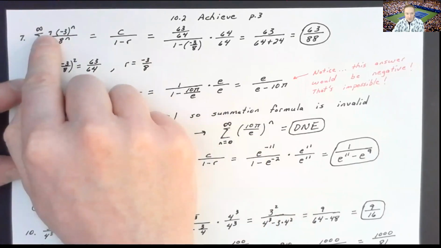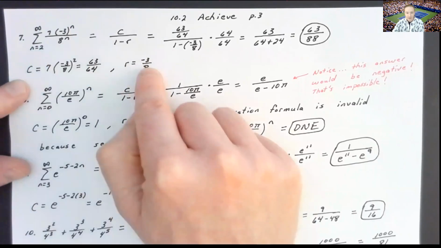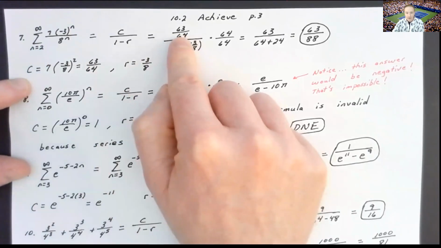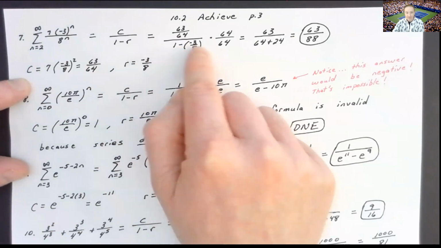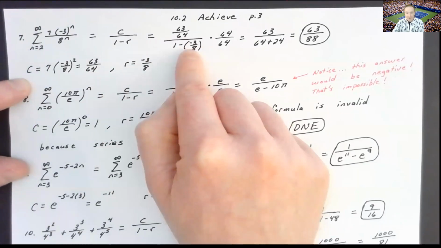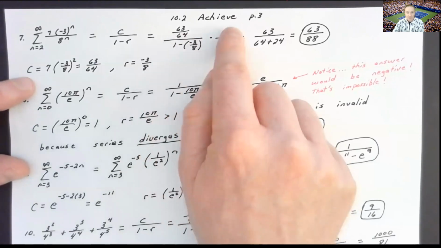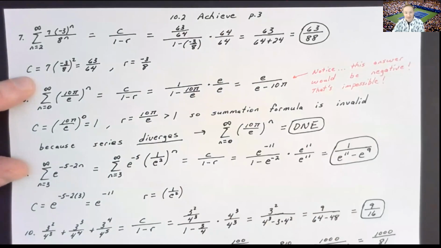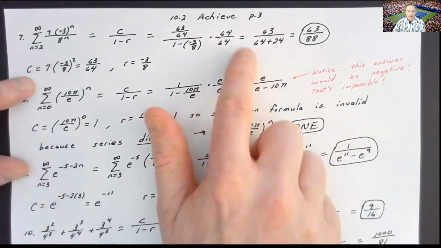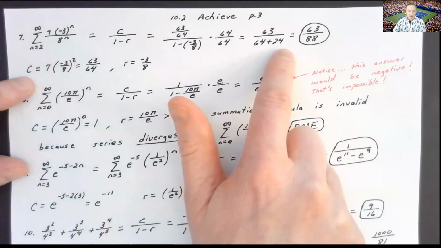Please notice you could have written this as 7 times the group, negative 3 over 8 to the n. That's our common ratio. So now I go back to my problem and I can say, well, 63 over 64 is my first term over 1 minus the common ratio of negative 3 over 8. So what I did is I just said, well, I want to get rid of the fractions in there. I'm going to multiply by 64 in the numerator and denominator. When I do that in the numerator, I get my 63. In the denominator, you would have 64, and then it would be plus 3 times 8, which is 24.